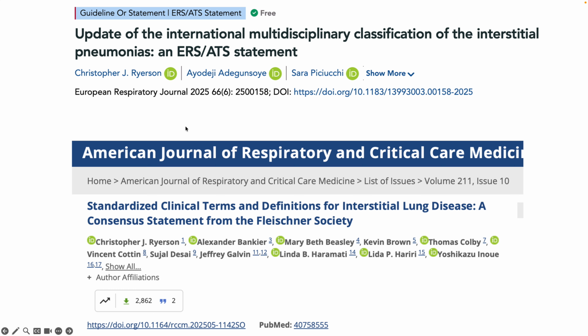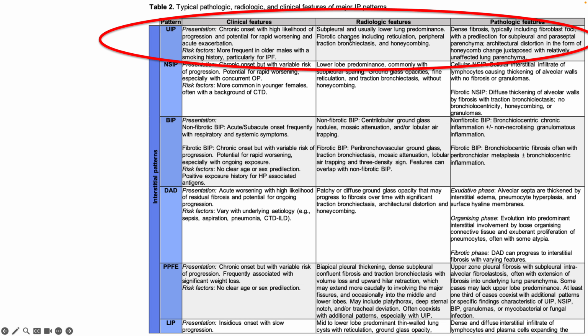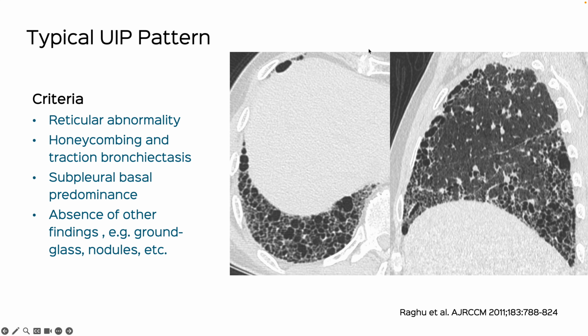And the UIP definitions that we will use today are a combination of the new statements that were published earlier this year, where the UIP radiologically implies subpleural, usually lower lobe predominance with reticulation, traction bronchiectasis, and honeycombing, first proposed in a codified manner in 2011, with the other understanding that there will be nothing else. So no ground glass, no nodules, etc.